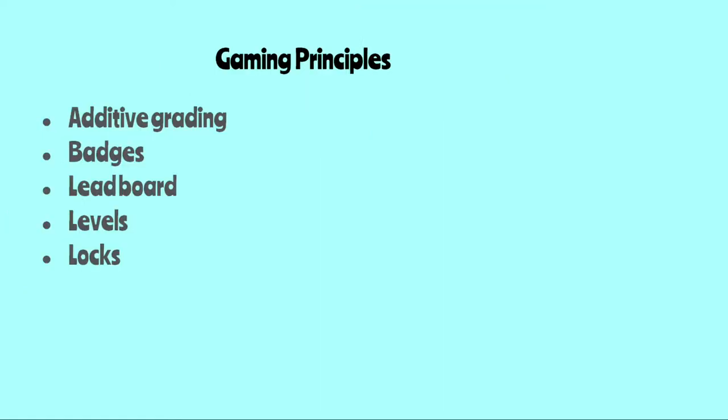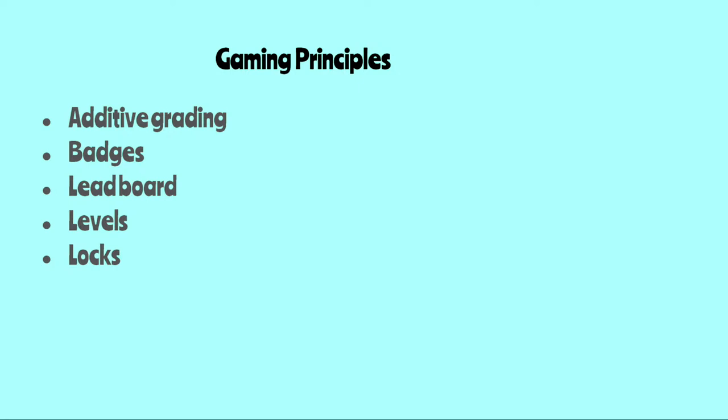Apart from this, there are certain gaming principles also, because gaming involves additive grading. As we progress further in playing games aligned to certain learning objectives or learning outcomes, the grading or the points are added and accumulated. At the end of a particular class, all those points are accumulated into a grade. That is the grade a child can get at the end of each class, which suggests how they progressed in the learning task while playing games aligned to a learning goal. Then badges is another gaming principle.